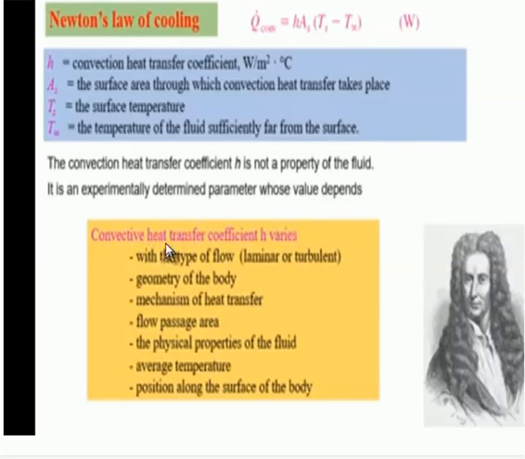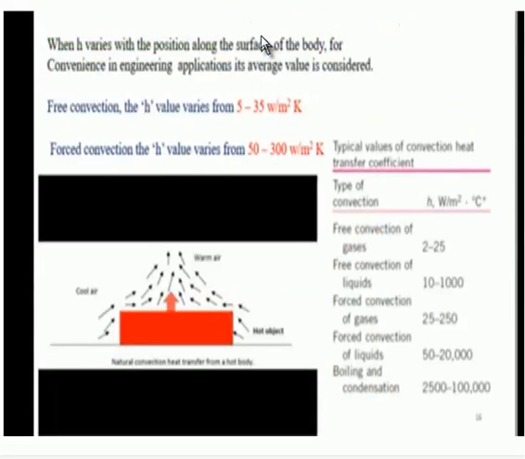The convection heat transfer coefficient H varies depending upon these parameters: the type of flow, whether it is laminar flow or turbulent flow, geometry of the body, mechanism of heat transfer, flow passage area, the physical parameters of the fluid, average temperature, and position along the surface of the body. So H varies depending upon these parameters, but H is not a property of the fluid. This is Newton's law of cooling.